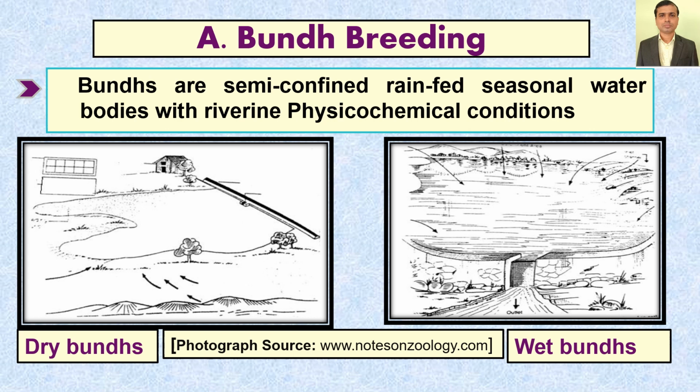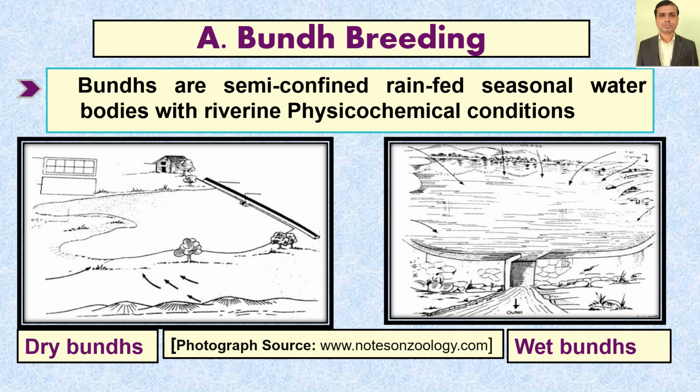Firstly, bund breeding. Bunds are semi-confined rain-fed seasonal water bodies with riverine physicochemical conditions. Bunds are constructed in the vast low-lying area with proper embankments from three sides, and the upper area remains open. It receives large quantities of rainwater after a heavy shower. Bunds are categorized into two types, dry bund and wet bund.